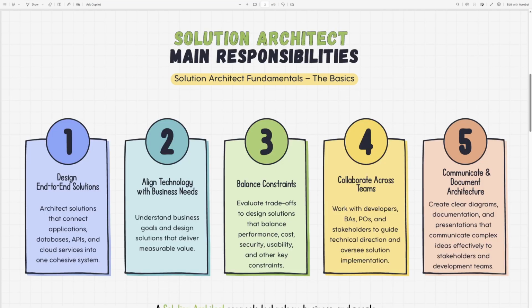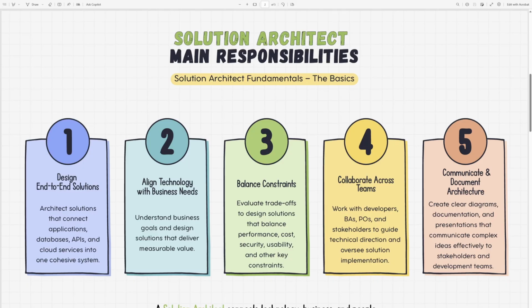Now, let's look at what solution architects actually do day to day. First, design end-to-end solutions, connecting applications, databases, APIs, and cloud services into one cohesive system. Second, align technology with business needs, understanding business goals and designing solutions that deliver measurable value. Third, balance constraints. Every architecture involves trade-offs: cost, performance, security, usability. Architects evaluate these trade-offs to find the right balance.